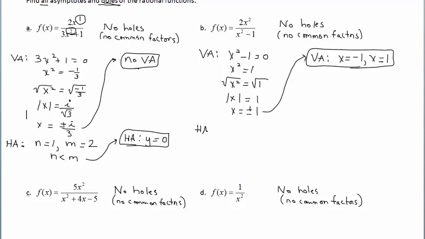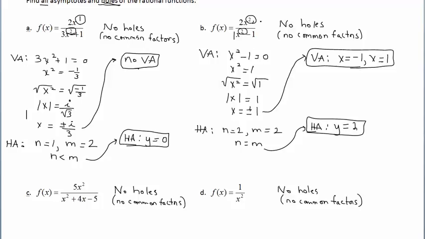Now let's look at the horizontal asymptotes. So we want to identify n and m. We want to compare, so n equals m. When the degrees are the same, we do have a horizontal asymptote. It's not 0, it's the ratio of the coefficients of those two terms having those exponents. 2 over 1, which is just simply 2.